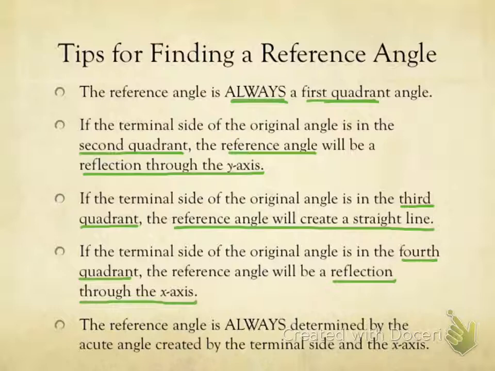So if those kinds of reflections and orientations on the graph itself help you to find the reference angle, those are some little shortcuts that you can use. Okay? But remember, it's always about the acute angle that's being created by the terminal side and the x-axis. That's how we decide what our reference angle is going to be in the first place.